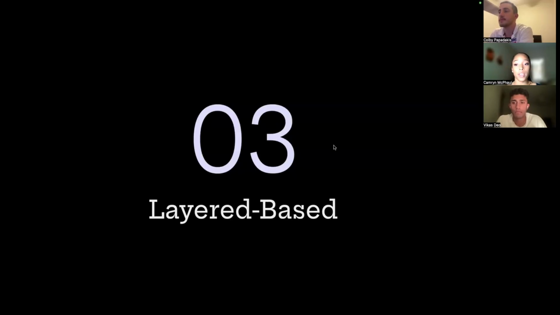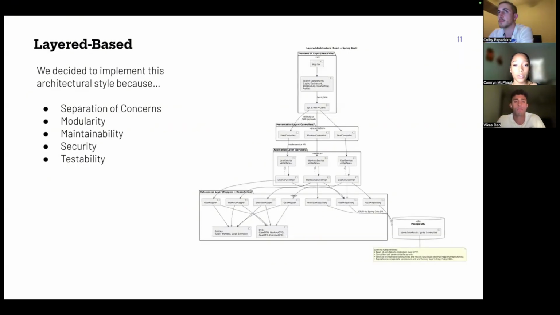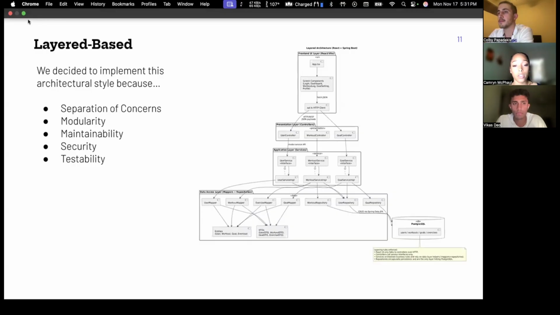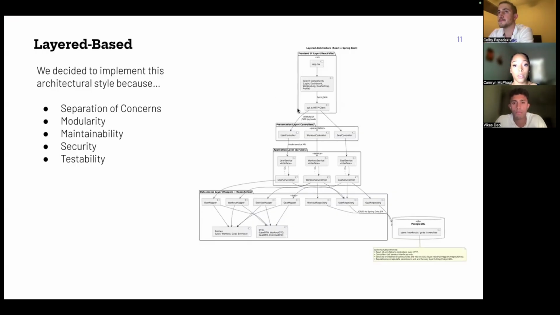With that all being said, we decided to implement the layer-based architectural style. The reason why we chose the layered architectural style is because of five reasons. The first one is the separation of concerns. Layered architectural style organizes the code in a distinct vertical stack style, on top of each other, where each layer has a specific job and communicates only to the adjacent layer.